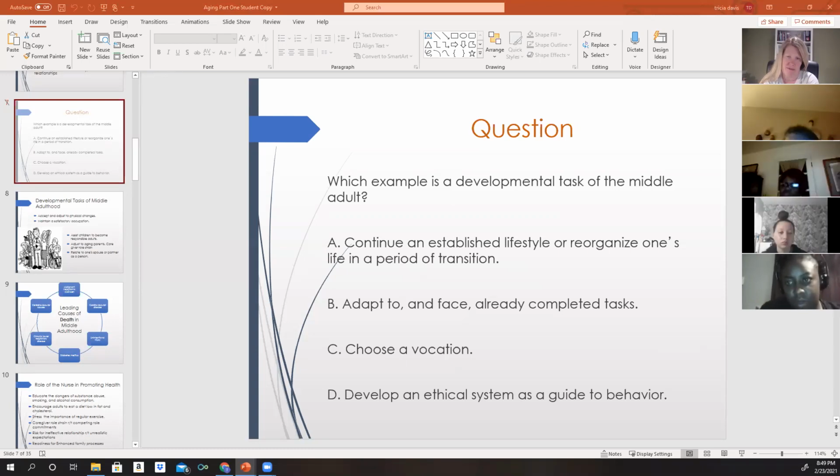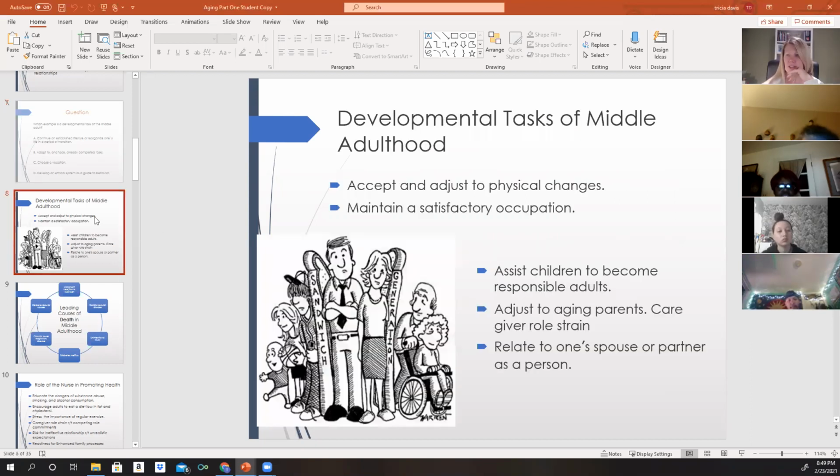How many people say B? How many people say A? Only one person said A. I need more people to talk. A or B? Okay. The answer is A. Yes. So that is the developmental task of a middle adult. You're going to continue on that established lifestyle that you have, or you're going to reorganize your life because you're in a period of transition.